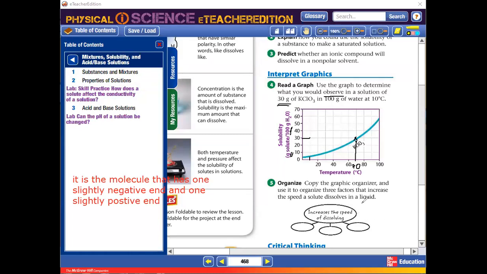He asks you just to make a kind of mind map. So copy the graphic organizer and use the organizer to show 3 factors that increase the speed at which a solute dissolves in liquid. If we need to speed up the dissolving process, what should we do? Who can tell me? Yes, Osama, could you tell us? The first factor is temperature, so increasing temperature. That's the first one.